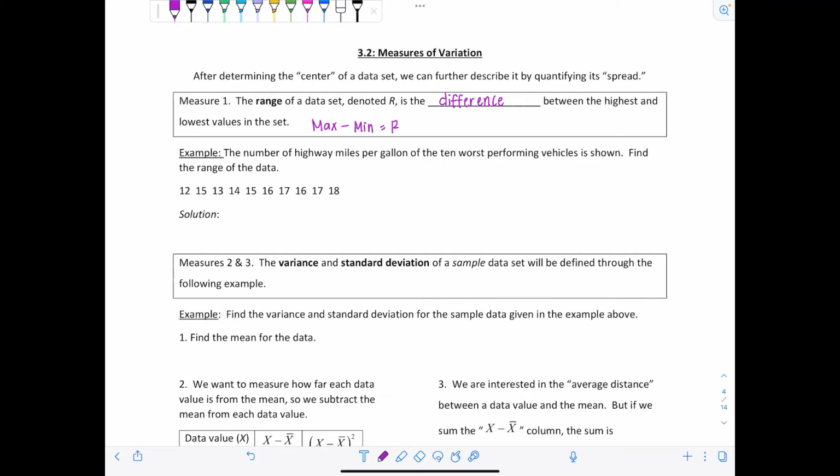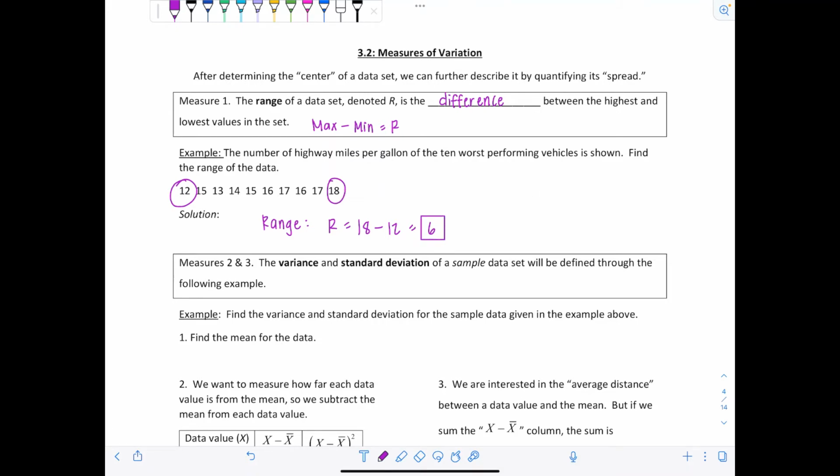So example here, the number of highway miles per gallon of the 10 worst performing vehicles is shown. Find the range of the data set. Oh my goodness, there's a car that gets only 12 miles per gallon. Wow. It says vehicle, maybe it's not a regular car. Okay, so there's the highest, or the max. There's the lowest, that's the min. So the range, or R, is just going to be the difference between the two. 18 minus 12, which is 6. Good?